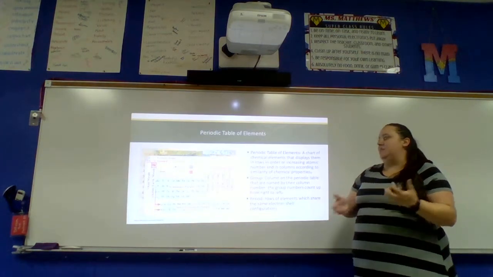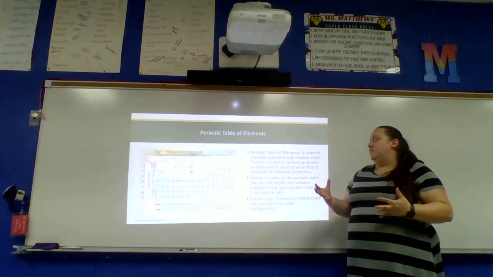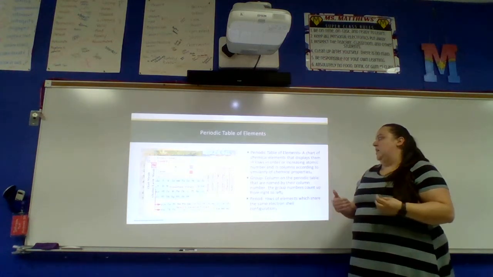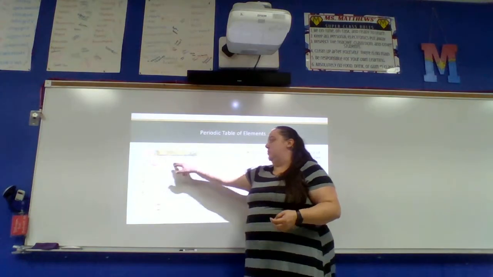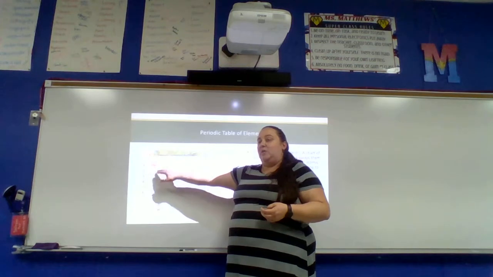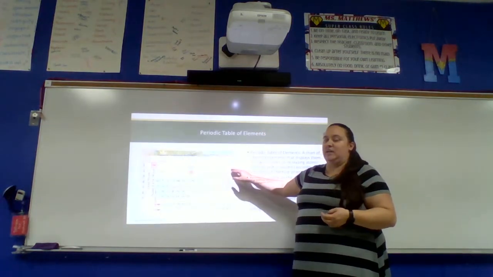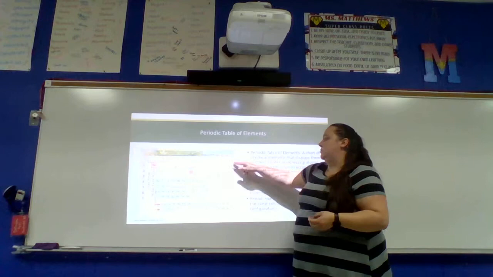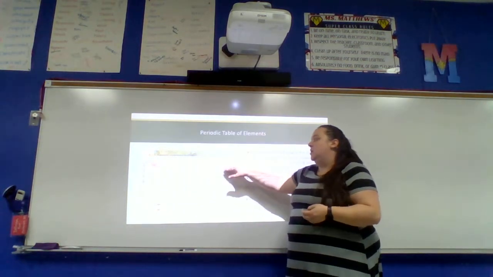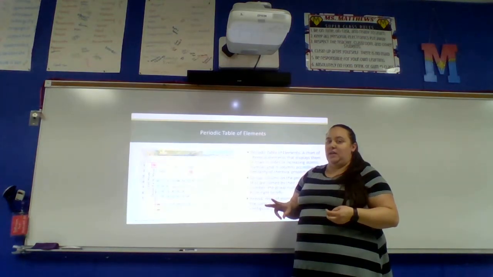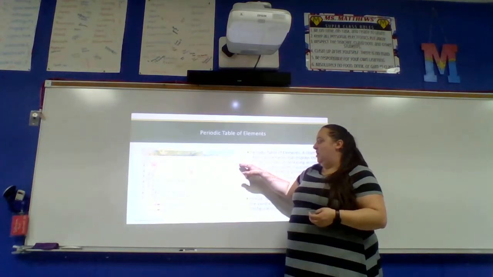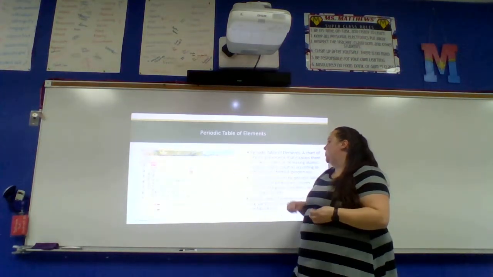Now what a periodic table is, it's a chart of chemical elements that displays the elements in rows. And as you go across the row, it increases in atomic weight. When you move down a row, it increases in valence electron shells. So this period, this row, will have a maximum of 2 electrons. This row will have a maximum of 8 electrons in the valence shell.